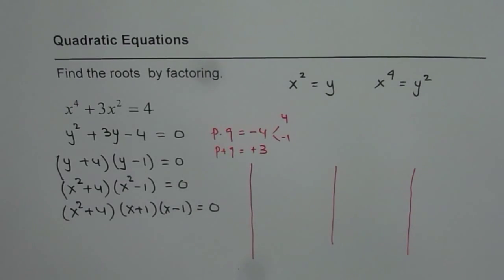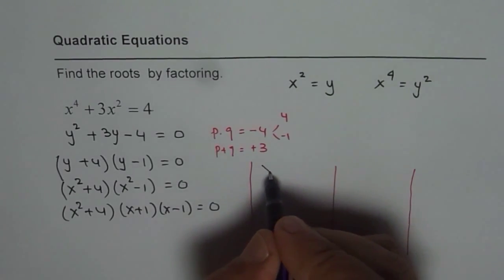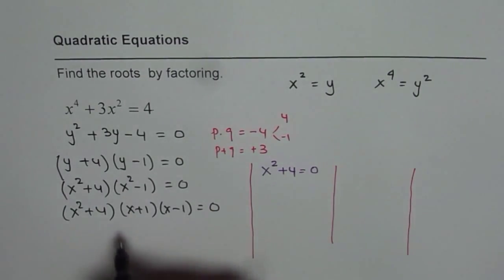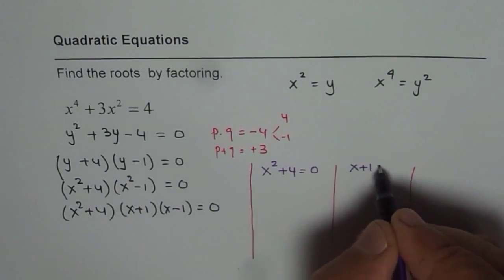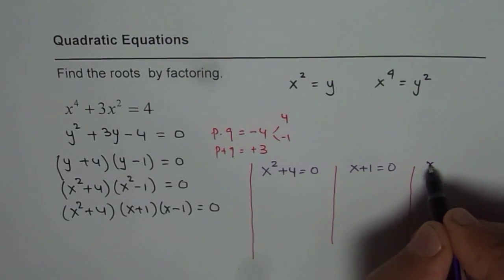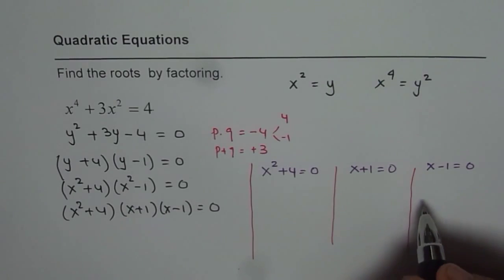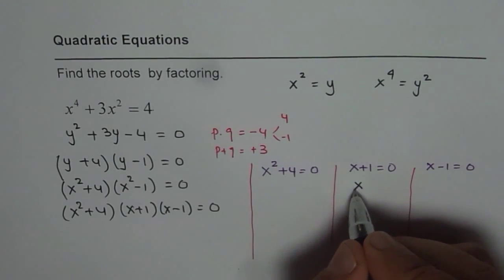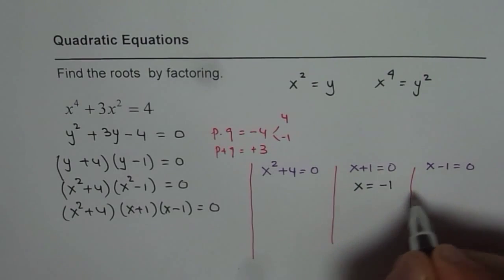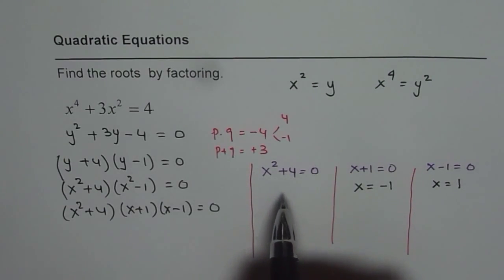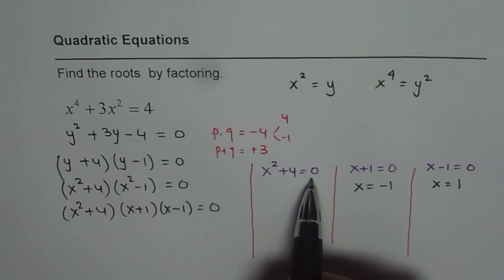Okay, so the first factor is x squared plus 4. When is it equal to 0? The second one is x plus 1, we have to equate that to 0, and the third one is x minus 1 equals 0. If you are working in the domain of real numbers, then we get the solutions x equals minus 1 and x equals plus 1. So in the domain of real numbers, x squared plus 4 is always greater than 0. So no solution here, right?